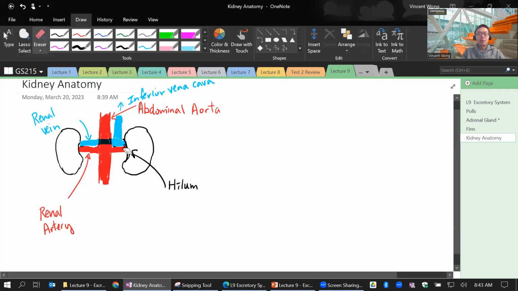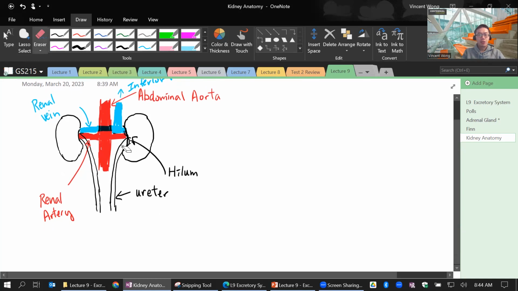So like I said, the blood vessel goes in, you filter the blood, and whatever is done filtering will come back out. And the filtered material will drip out of this tube that comes out. That is the ureter, and you have two of them, one coming out from each kidney. The urine is going to drip out from the ureter and fill up the urinary bladder.